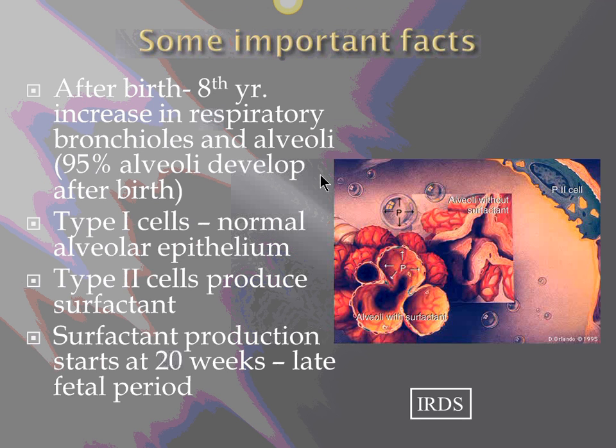Now here are some important facts that are more interesting and things for you to remember. Alveoli continue to develop in us. When the fetus is developing, there are little areas called lung buds which will finally form the lungs. But alveoli continue to develop in a child after birth. In fact, after birth till about 8 years, that's when more of the respiratory bronchioles and alveoli develop. And as you can see up here, 95% of the alveoli develop after birth. So that's why when children are born very prematurely, they can't breathe on their own because they don't have enough alveoli and respiratory bronchioles to help them.